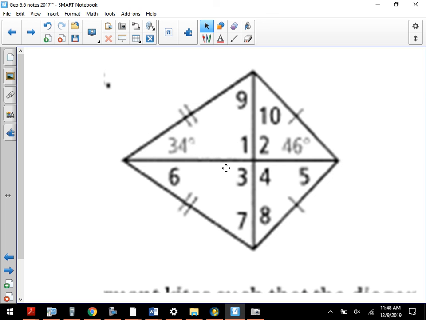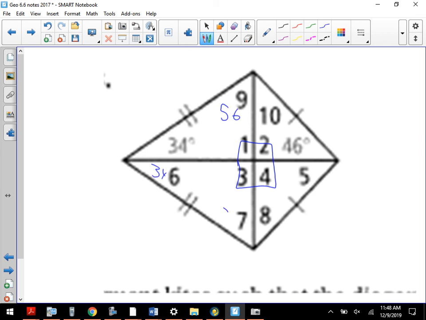Well, 1, 2, 3, and 4 are pretty easy. Those all have to be 90. Okay. Back out 34 to get to the angle 9. That gives you what, 56, I believe? Means this is 34, 56. 5 has to be 46. It's bisected there. And then 10 and 8 both have to be 44. Okay. Like I said, this should not be very difficult.